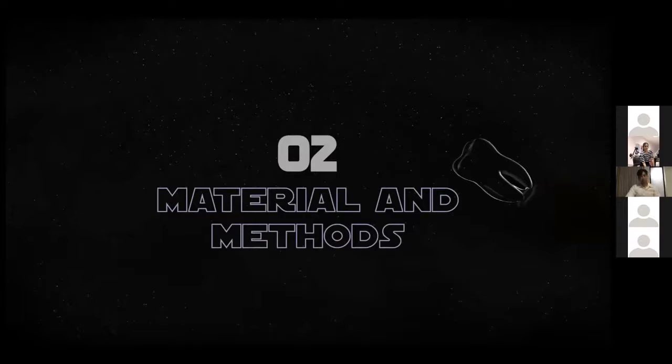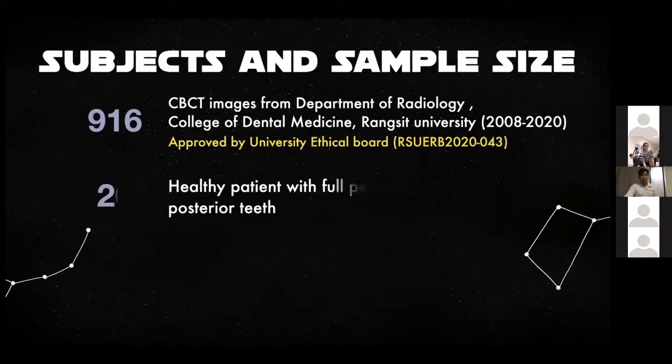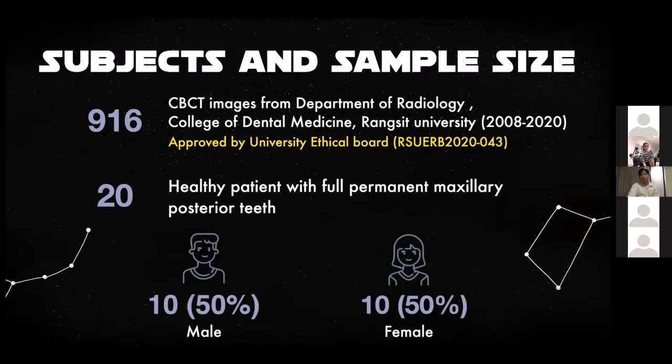For our material and method, we reviewed patient cone beam computed tomography images, which was approved by the University Ethical Board. Our 916 CBCT images were taken from the year 2008 to 2020. Only 20 patient CBCT images, 10 males and 10 females, with full permanent maxillary posterior teeth and absence of scattered artifacts could be included in this retrospective study. All of them were recruited from the Department of Radiology, College of Dental Medicine, Frankfurt University, which is purposive sampling.